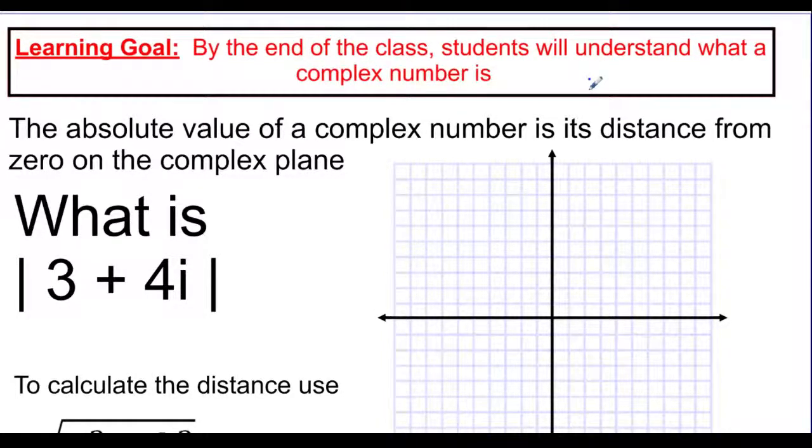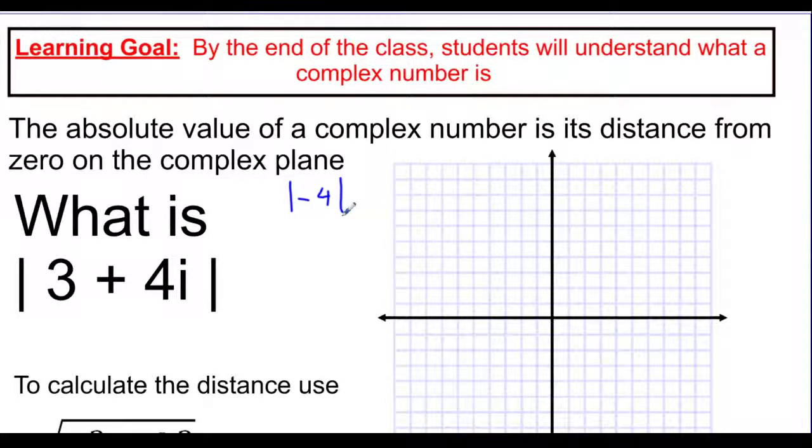Okay, so now that we can graph complex numbers, we need to take the next step and figure out what the absolute value of a complex number is. So we really need to go back and think about what absolute value is. When we took the absolute value of a regular number, like the absolute value of -4, the definition of the absolute value is the distance that -4 is from 0 on the number line.